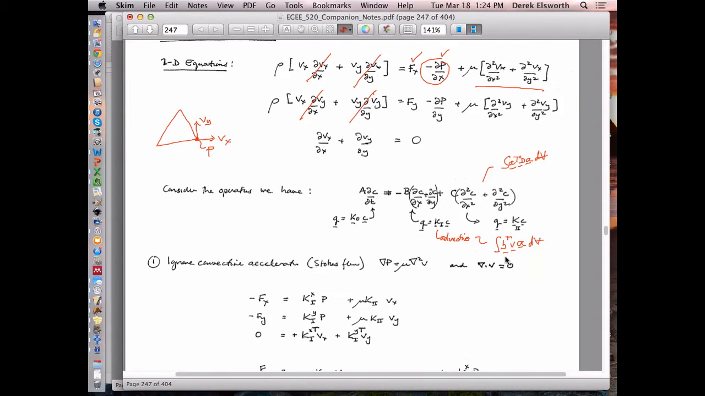And we don't necessarily need to worry about this one. This is just going to be good. We don't have this term anyway. And so what we could do, in looking at this expression, is write Fx equal to plus dp dx minus mu, these terms, right?